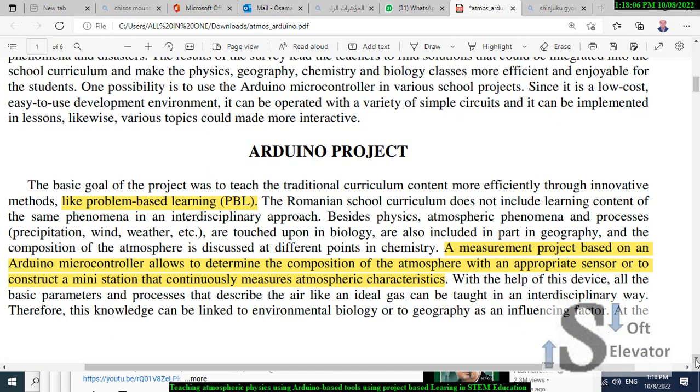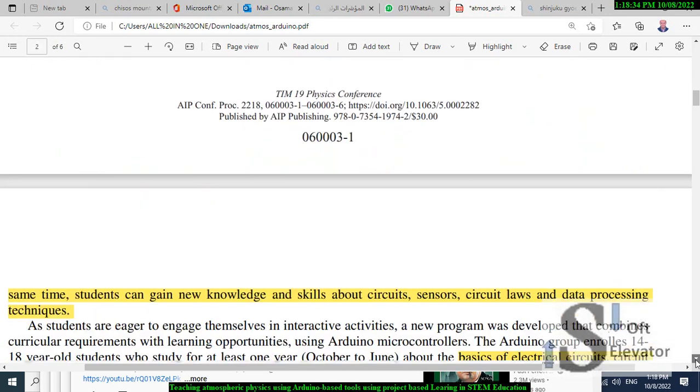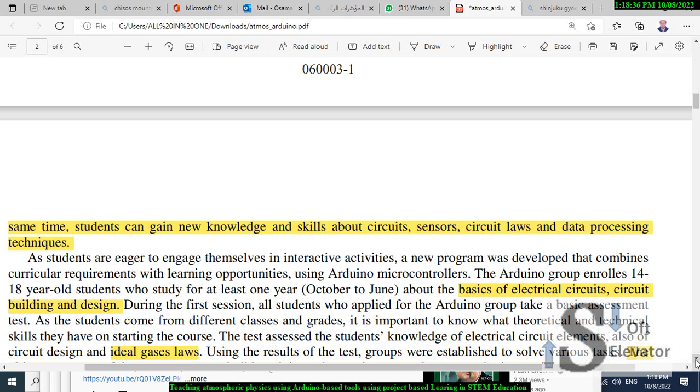The Arduino project, like problem-based learning or project-based learning, a measurement project based on an Arduino microcontroller, allows to determine the composition of the atmosphere with an appropriate sensor, or to construct a mini station that continuously measures atmospheric characteristics. At the same time, students can gain new knowledge and skills about circuits, sensors, circuit laws, and data processing techniques.